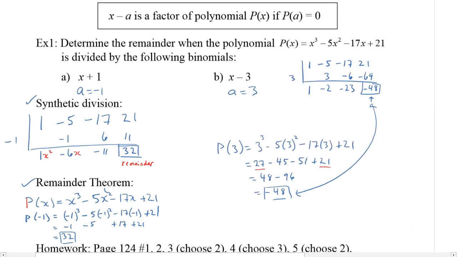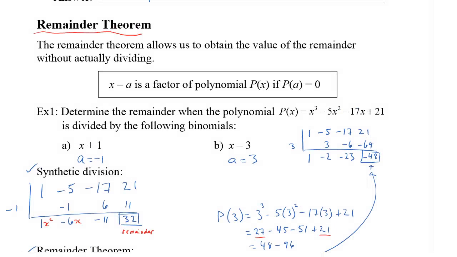Just a reminder of how this works: the remainder theorem says that if you have a polynomial and you're dividing by a binomial in the form x minus a, then if you plug the a value into the polynomial, what you get is the remainder. So you know that the binomial is a factor if it comes out as 0.